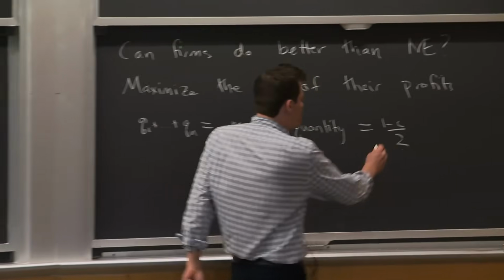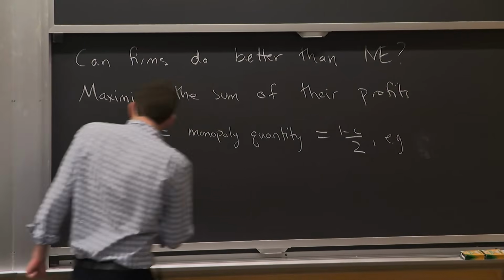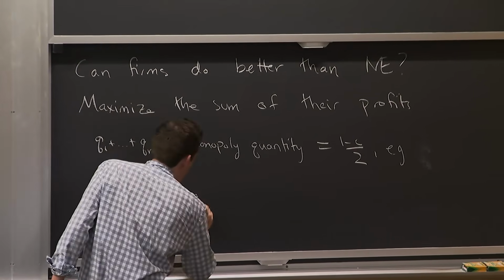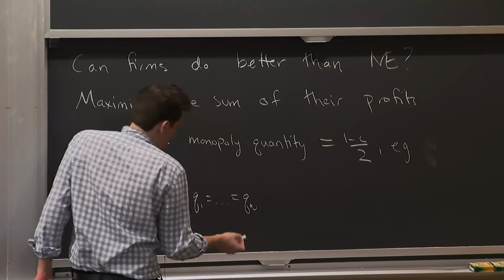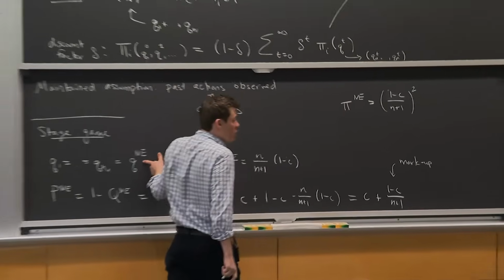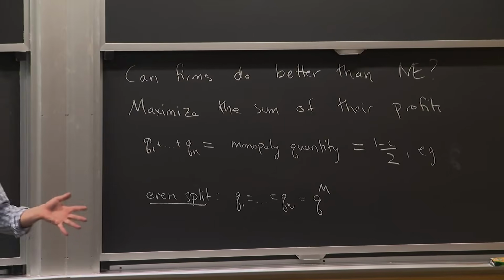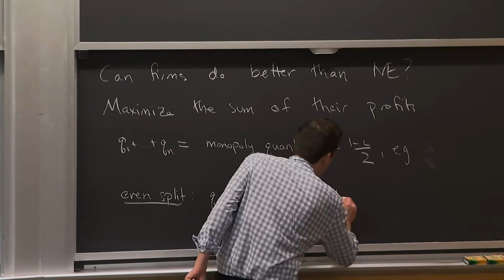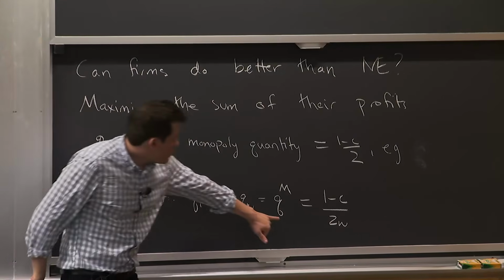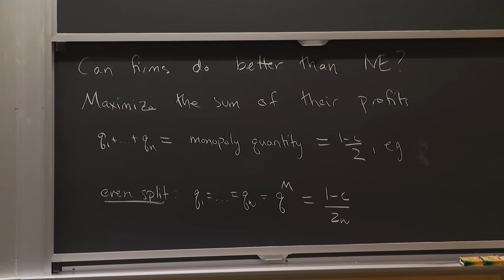So one thing we could do, for example, is the even split, where we each produce what I'll call Qm. Before, I described the Nash equilibrium quantity; now, when I say monopoly quantity, what I really mean is each firm's share of the monopoly quantity. So this is (1 minus c) over 2n. So Qm is technically 1/nth of the monopoly quantity, because it's the quantity that each firm needs to produce to ensure that the total production is equal to the monopoly quantity.